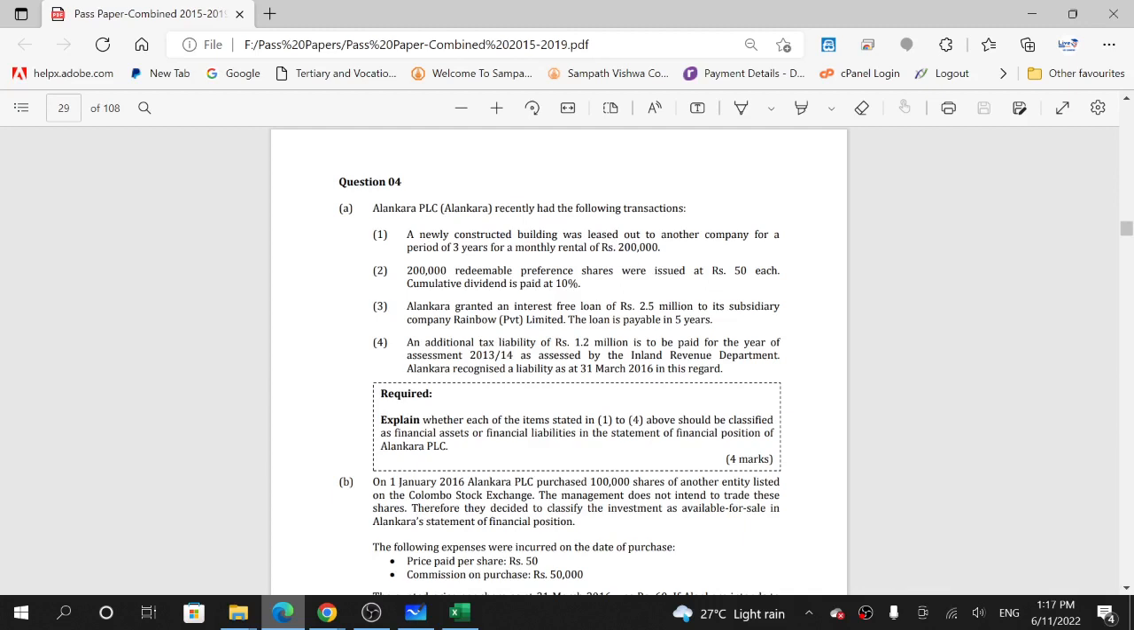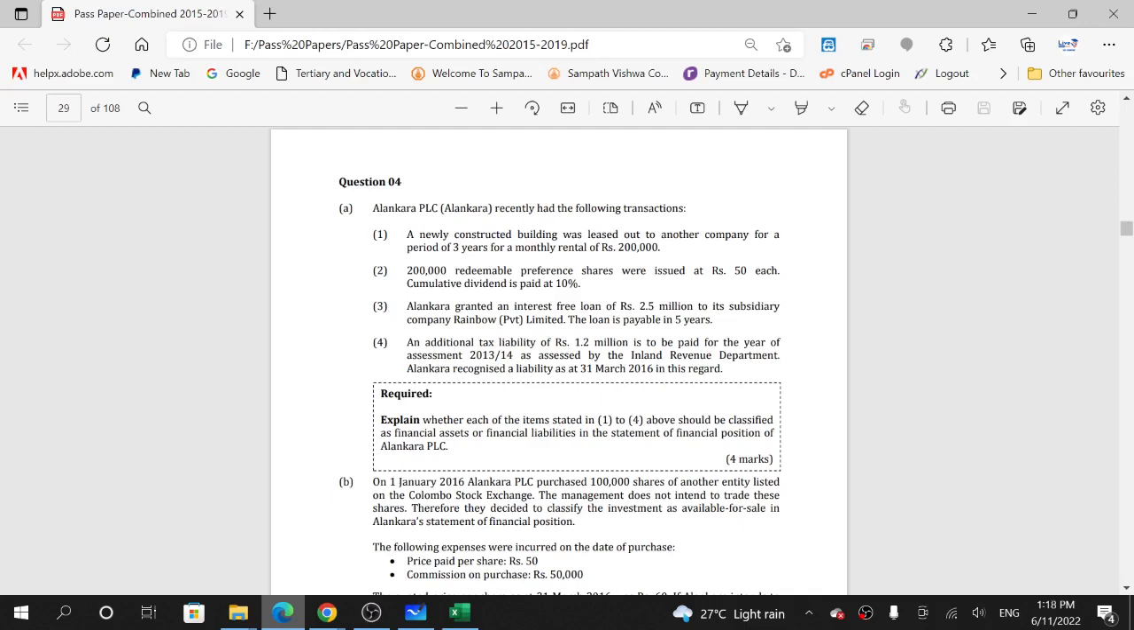Alankara PLC recently had the following transactions. First one, a newly constructed building was leased out to another company for a period of 3 years for a monthly rental of rupees 200,000. That is the first one. Second one, 200,000 redeemable preference shares were issued at rupees 50 each. Cumulative dividend is paid at 10%.